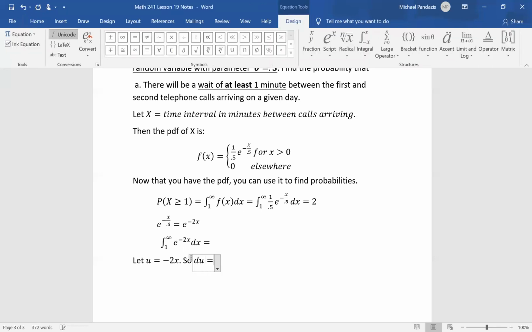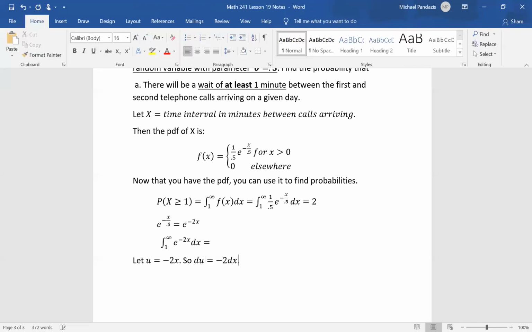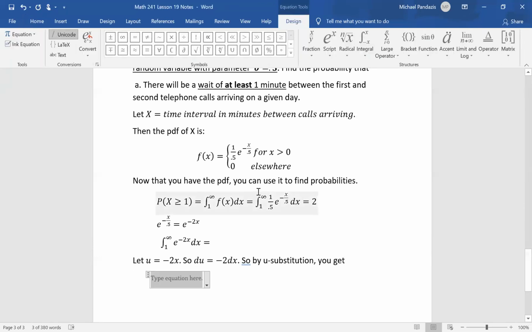So du is equal to negative 2 dx. So by u substitution, you get that this integral here, this is not equal to 2. Okay. So you get this integral is equal to 2 times this. Right? Okay, so then it's 2 times this, but dividing by 1/2 is the same as multiplying by 2.